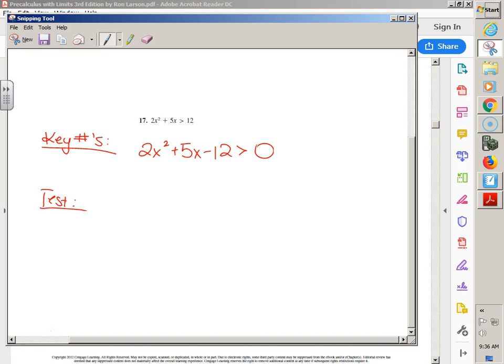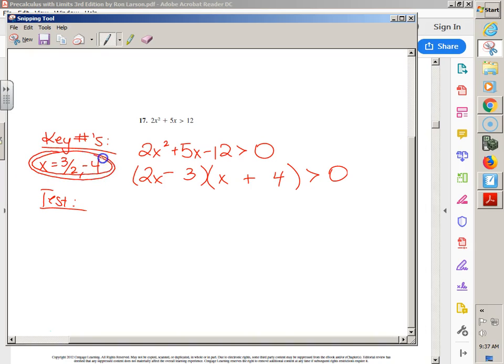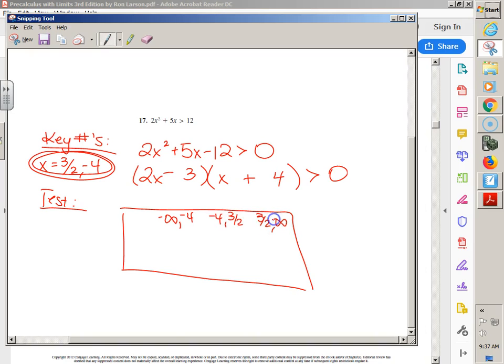Ultimately, when you do factor for the key numbers, you end up with a 2x and an x. You end up with a 4 and a 3 and a positive 8 and a negative 3x to make positive 5. Your key numbers end up being x equals 3 halves and negative 4. We use those key numbers in a table. Going from negative infinity to negative 4, from negative 4 to 3 halves, and from 3 halves to infinity.